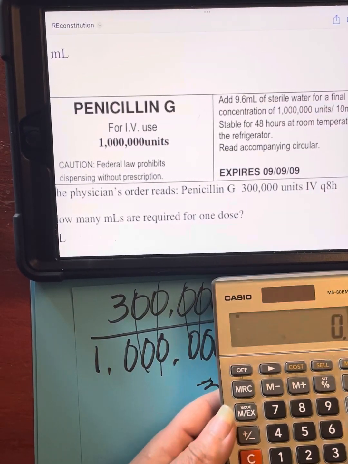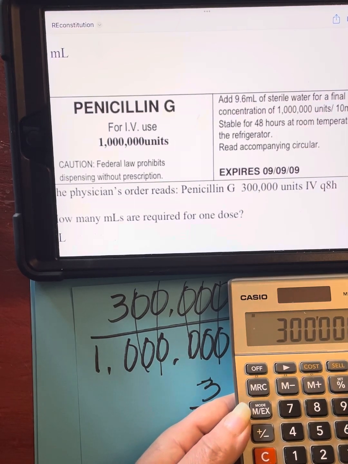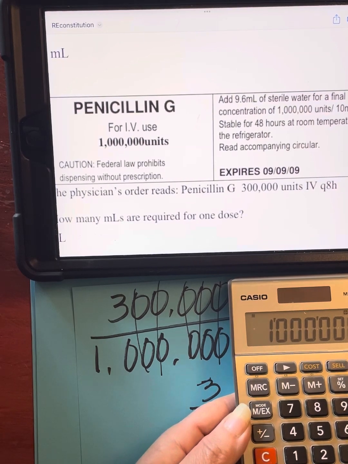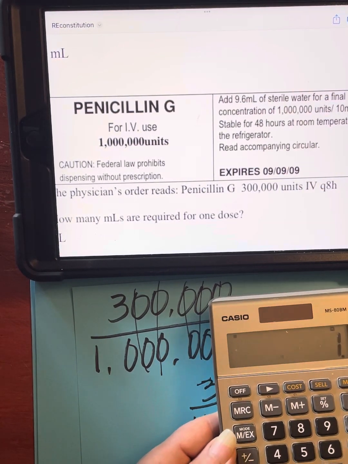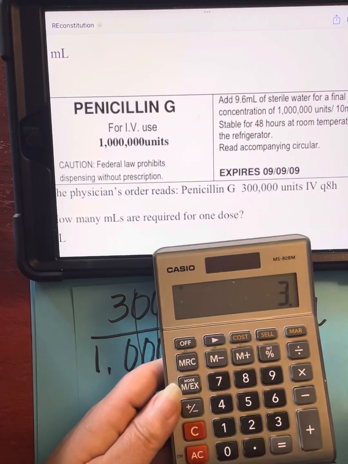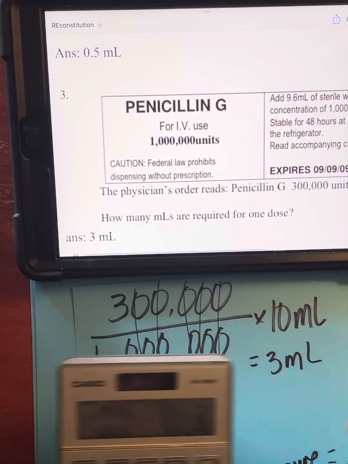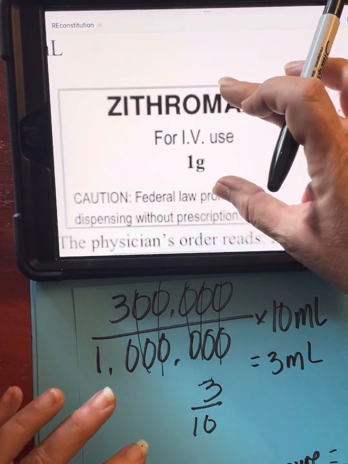Look, if I'd have kept them all, 300,000 divided by 1,000,000 equals, times 10, still 3. So look, we're going to give them 3 milliliters. Okay? Well, here's another one.